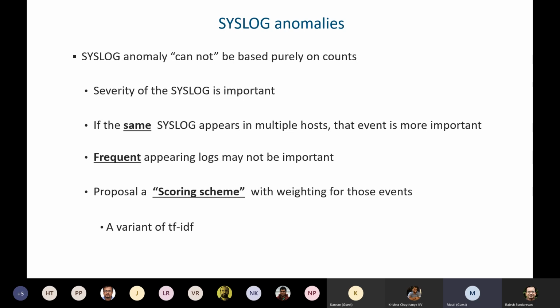The anomaly just cannot be purely based on counts. If I see something, as I mentioned in the example, typically I see 100, and now I see 200, should I be worried? Yeah, that is one approach to do anomalies. But in the world of Syslog, if I have a SEV1 or a SEV0 alarm, in my view, that's actually much more important than a SEV4 alarm.